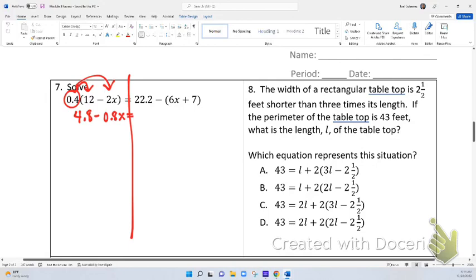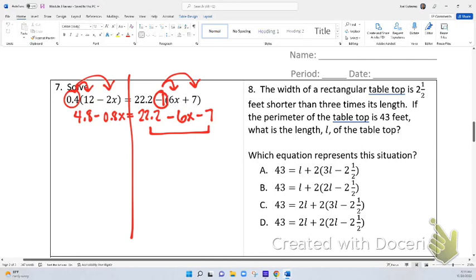On the other side, reminder that there's an imaginary 1 in front of the parentheses. So this technically is a negative 1 being multiplied. So negative 1 times 6x is negative 6x. Negative 1 times 7 is a negative 7. We didn't do anything to that 22.2, so you just bring it straight down. Okay. On the left side, there's only 2 terms. We can't do anything to them. On the right side, there are 3 terms. We can combine these 2.